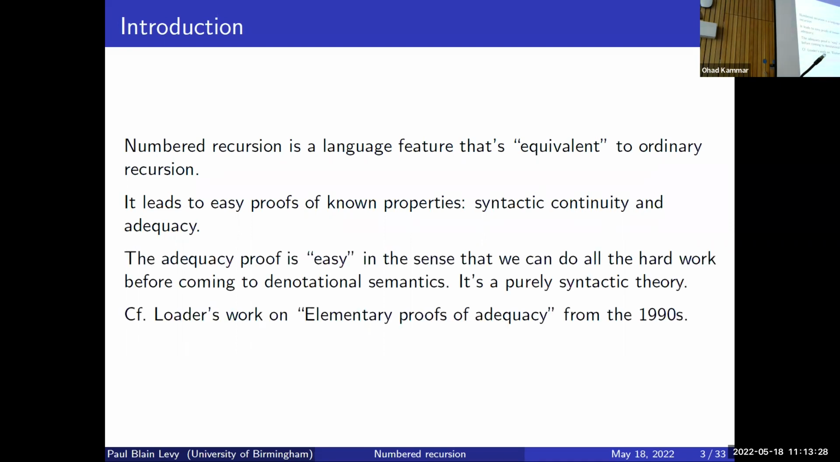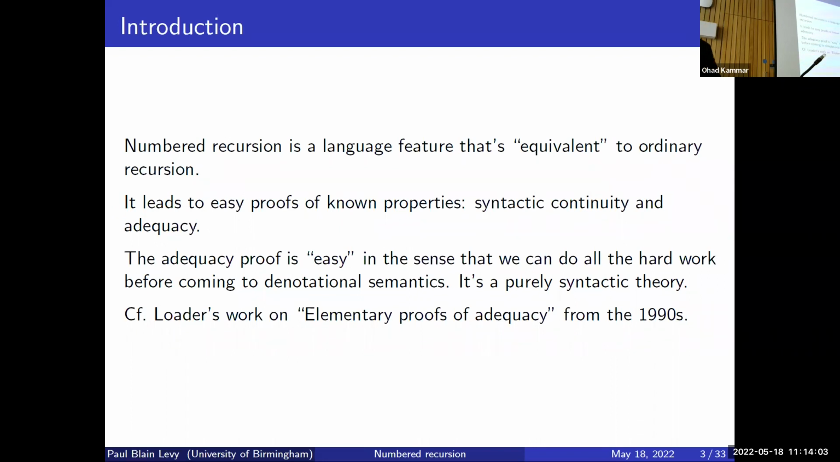And actually, when I say the proof of syntactic continuity becomes a lot easier than it was before, I think that's true. When I say the proofs of adequacy become easier than they were before, you might say that claim is a bit questionable. So when I say that these proofs are easy, what I mean is that we can do all the hard work just in the operational semantics and get it out of the way before we come to the denotational semantics. So it's a syntactic theory, but we still do have to do hard work. I wouldn't say that the overall amount of work is reduced. It's just that you're doing it in a different place before you think about denotational semantics.